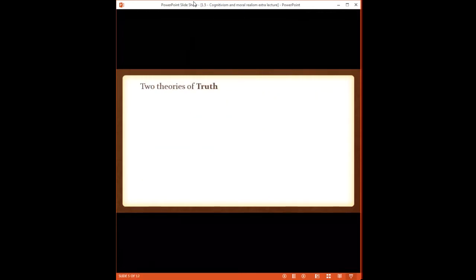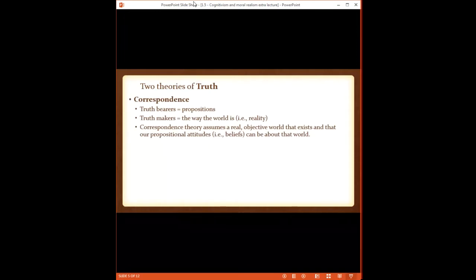Having all that behind us, or still being confused by it potentially, I want to talk about two theories of truth to help tie all of this in, because this is going to help us think about these issues as we go forward in this course. The first one is the correspondence theory, and understanding it requires a bit of a grasp of what propositions are, which is what I tried to do.